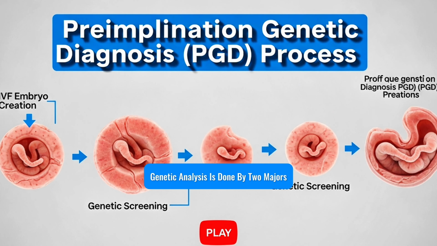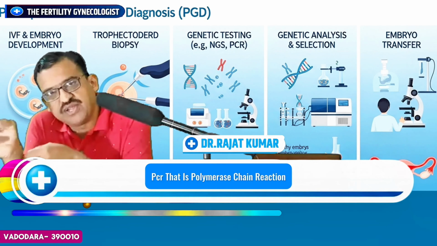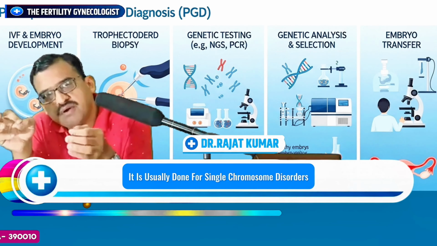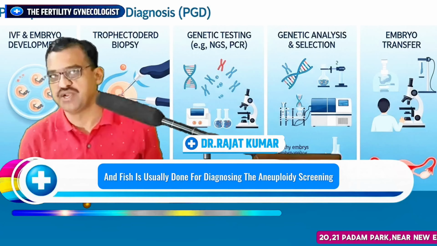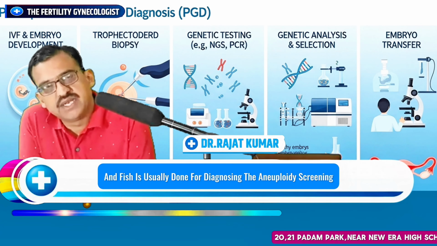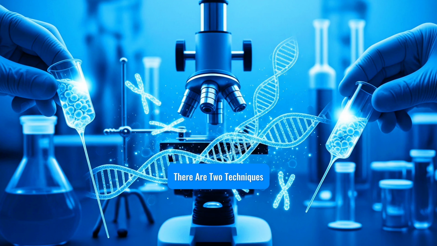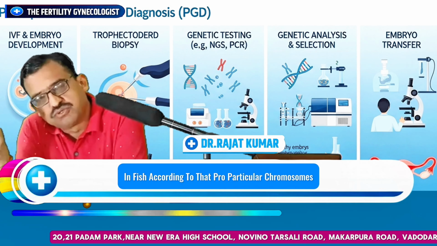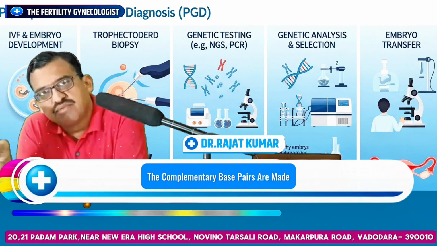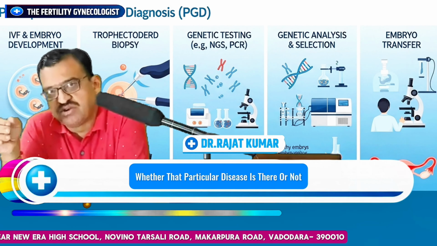Genetic analysis is done by two measures. It can be done by PCR or it can be done by FISH. PCR, that is polymerase chain reaction, is used for the amplification of genetic material. It is usually done for single gene disorders, monogenic diseases, and FISH is usually done for aneuploidy screening. There are two techniques of aneuploidy screening. In FISH, according to that particular chromosome, complementary base pairs are made, and from that the fluorescent signals are detected, and that's how they detect whether that particular disease is there or not.